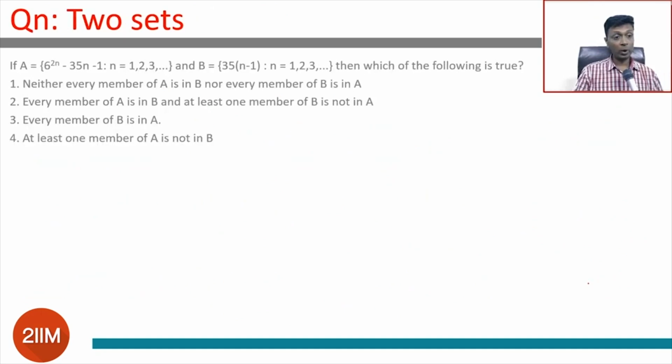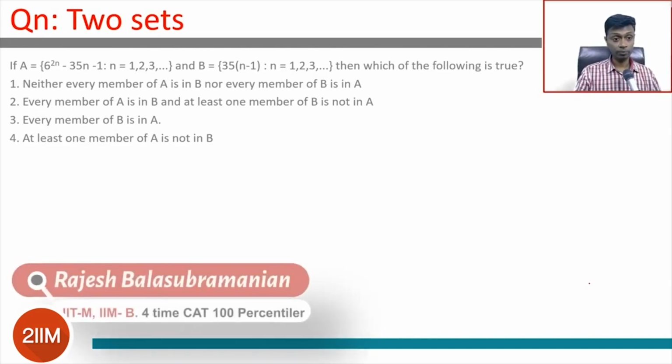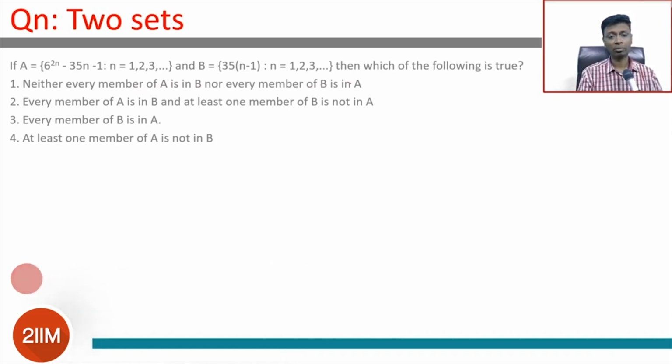A is 6 power 2n minus 35n minus 1, n equal to 1, 2, 3, and B is 35 times (n minus 1), n is 1, 2, 3. And which of the following is true? Neither every element of A is in B, nor every member of B is in A. Every member of A is in B, and at least one member of B is not in A. Every member of B is in A. B is a subset of A. At least one member of A is not in B, whereas A is not a subset of B. Right? This says A is a subset of B.